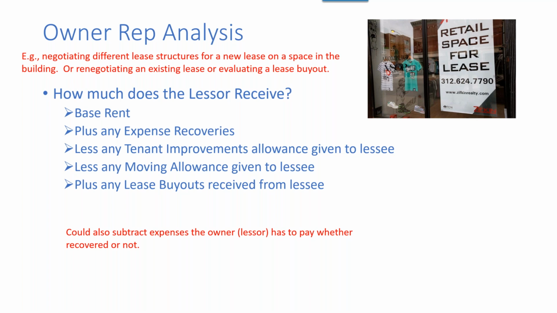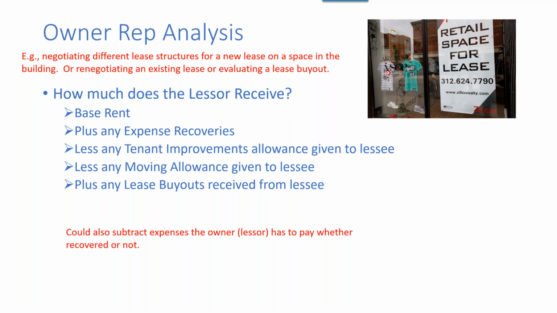So from the owner's perspective, questions would be, how much does the lessor, the owner, receive on the lease? So you've got your base rent, you've got expense recoveries, and we're going to dig into that in some more detail. The idea there is, that a lot of times, as I'm sure most of you know, in leases, in addition to the base rent, you may be able to bill the tenant for some or all of the expenses, property taxes, insurance, maintenance, etc.